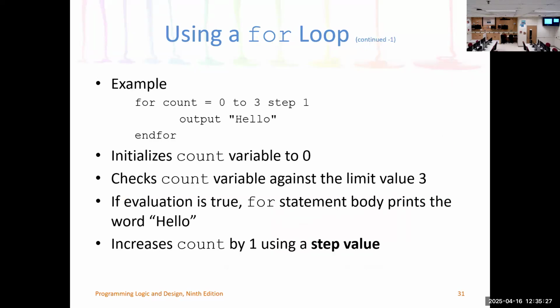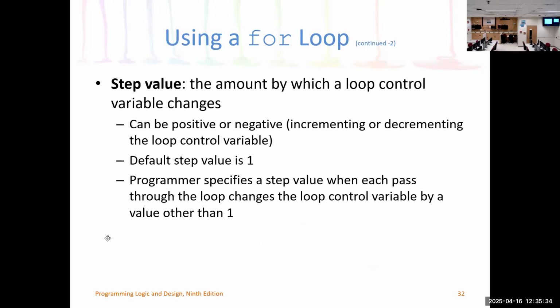With the for loop here, we have for count number 0 to number 3, step number 1. You just put it out here, print it out here.